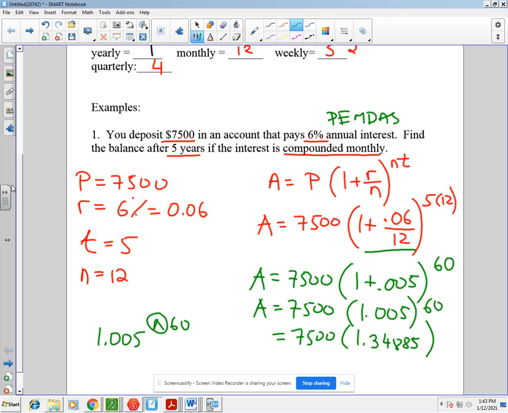So last thing you will do, you will multiply your decimal by 7,500. And your final answer is A is equal to $10,116 and 38 cents. So this is your final answer. So in other words, if you invest $7,500 with annual interest rate 6%, after 5 years, you will get more than $10,000.